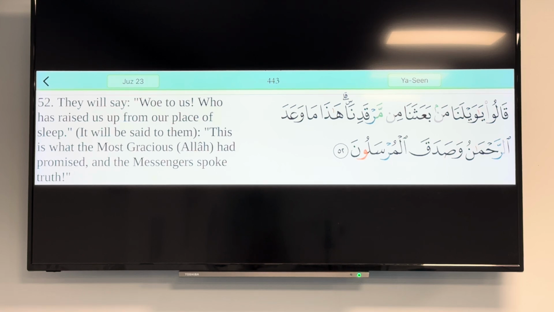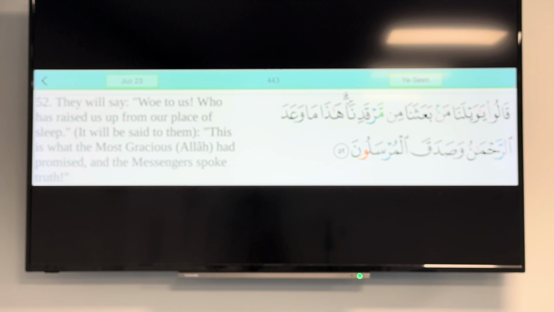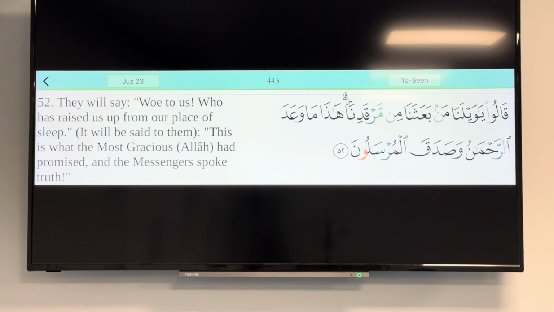But in this case, woe to us. There were some who did not believe in the prophets and messengers, peace be upon them, when they came with the message of truth. When they are raised on the day of resurrection, it will be said to them that this waking up, this resurrection, is what the prophets and messengers were warning you about. This is what the Most Gracious Allah had promised, and the messengers spoke truth.